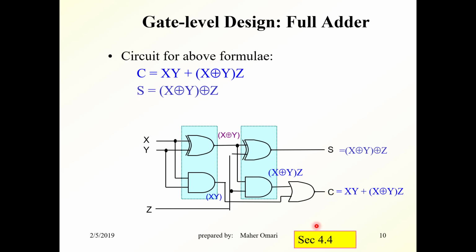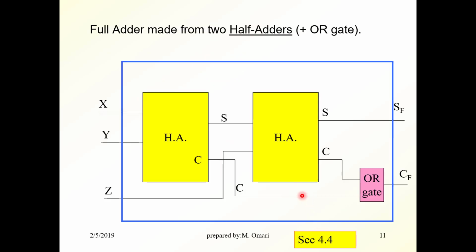So this is, as seen here, a half adder and a half adder. The sum of the first adder is an input to the second adder. The Z input is the second input of half adder number 2. The carry of the first one is ORed with the carry of the second to give me the final carry. So this is the circuit for the full adder.